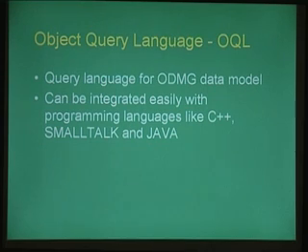The ODMG standard, in addition to the ODL, also defines the OQL, or the object query language. Object query language is a mechanism by which you can query on either attributes or behaviors of particular objects, usually for attributes of course, and it is a query language that is specified by the ODMG data model, and it can be integrated with existing programming languages like C++ and Smalltalk or Java and so on.